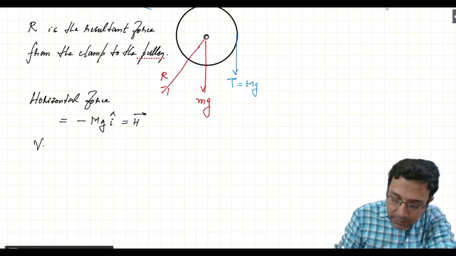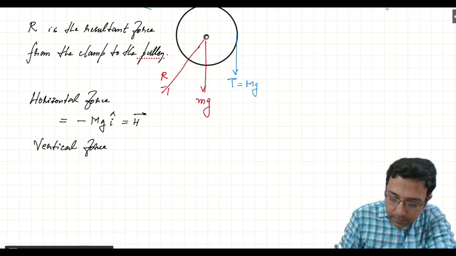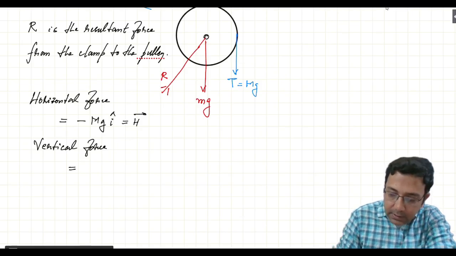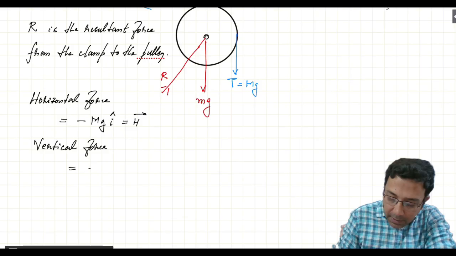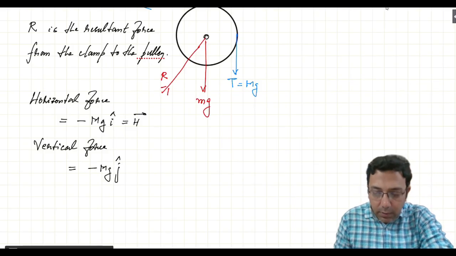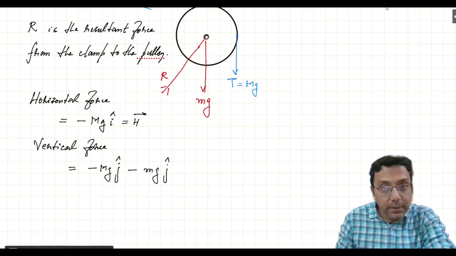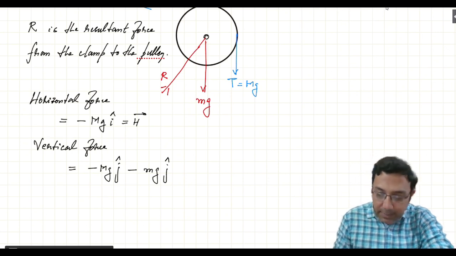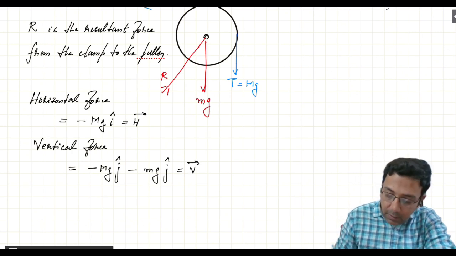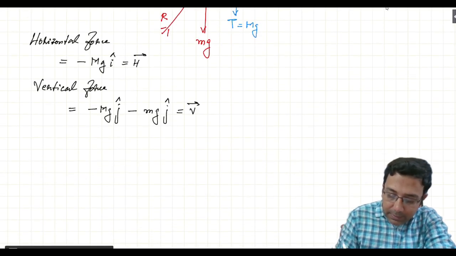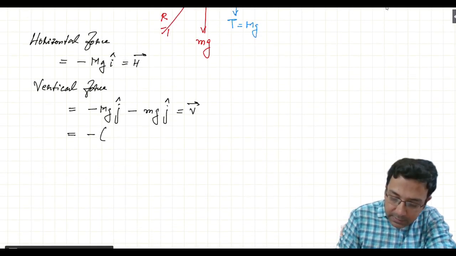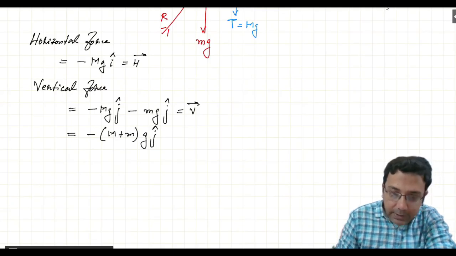What is the vertical component? The vertical force is T equal to mg, that is acting down. So minus mg j, that is coming down, where small m is the mass of the pulley that is coming down. So this is my vertical component. If I write it here, it is minus (m plus M) g into vector j.